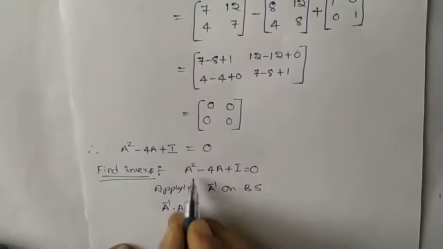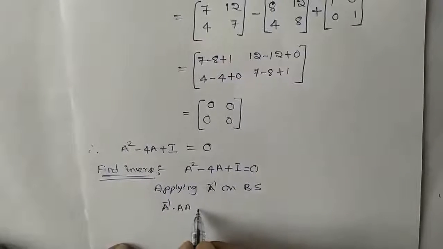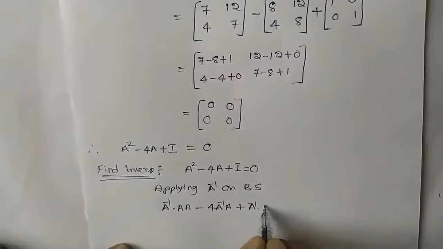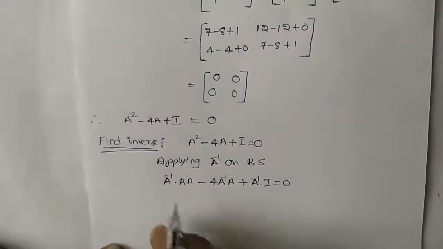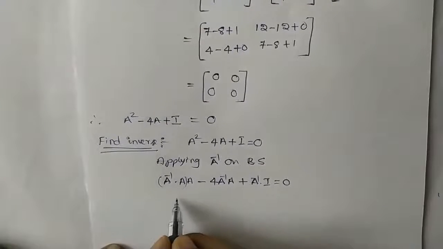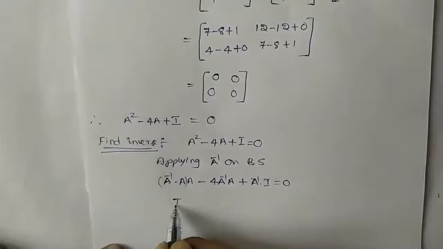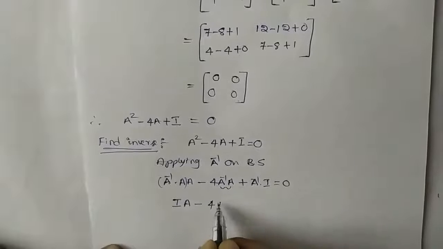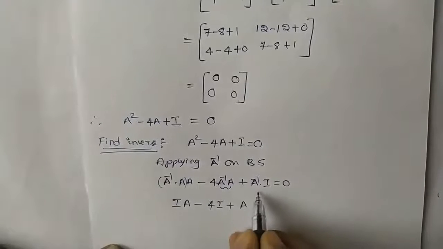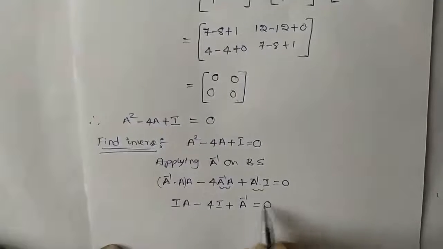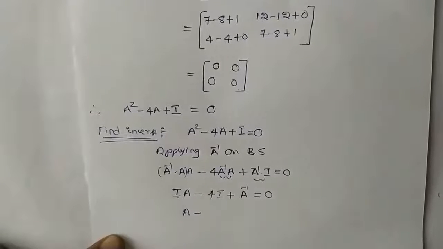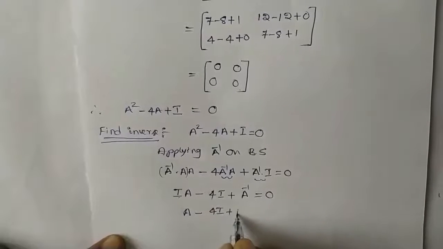Then A inverse into A into A, A square is nothing but A into A, minus 4 A inverse into A plus A inverse into I equals to 0. Next, A inverse into A is nothing but what? I, identity matrix. So IA minus 4, A inverse into A is I again, plus A inverse into I is A inverse only, equals to 0. I into A is nothing but A again, 4 into I, that is 4I plus A inverse.